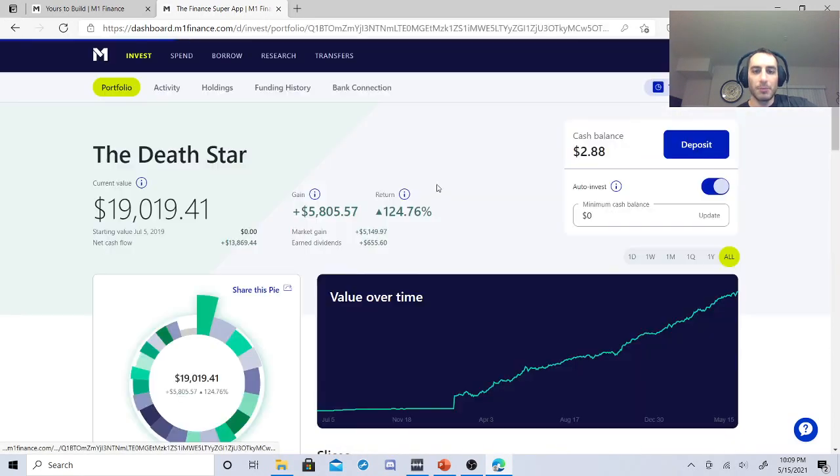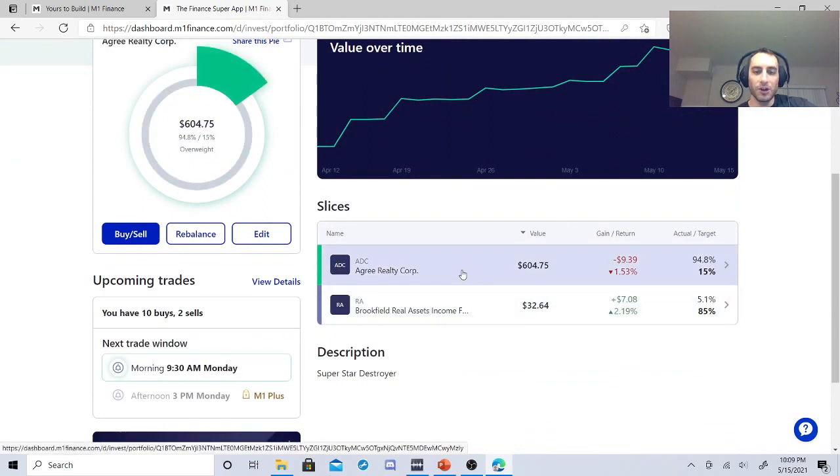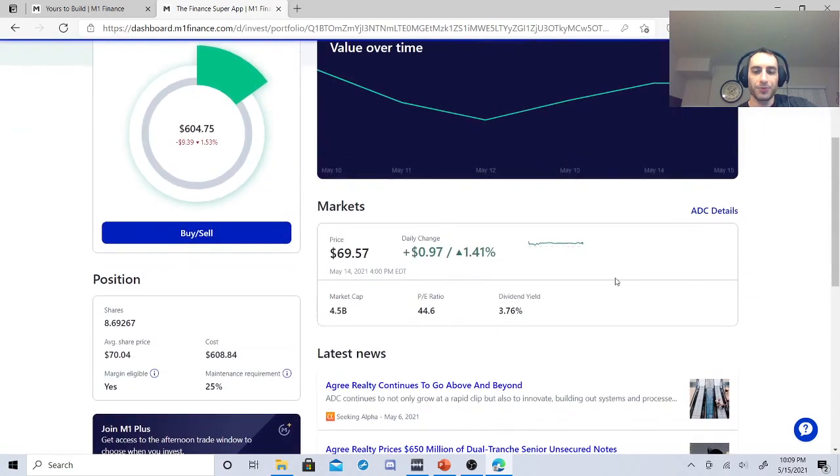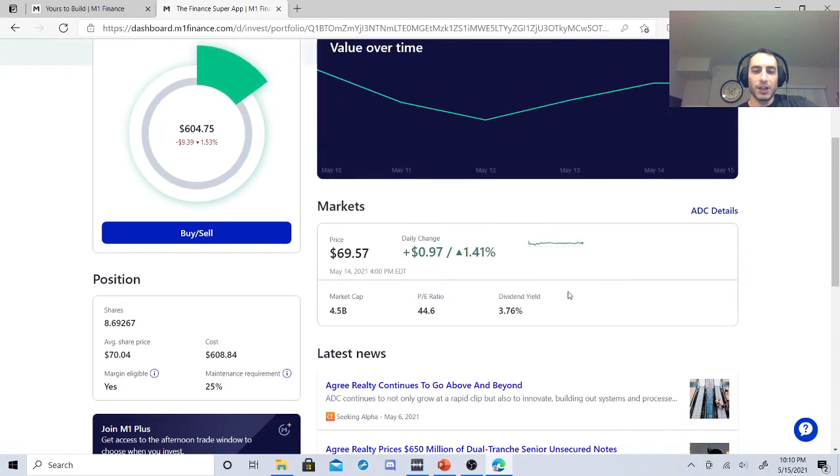Okay, so for my monthly dividend holdings, I added Brookfield Real Assets Income Fund. I also added Agree Realty Corporation. It has a 3.76% dividend yield, but there's a ton of potential with Agree Realty Corporation. The PE ratio is decent, but the thing is, they converted to a monthly dividend stock, and they're going to increase their monthly dividends over time. So this is what makes these guys attractive.